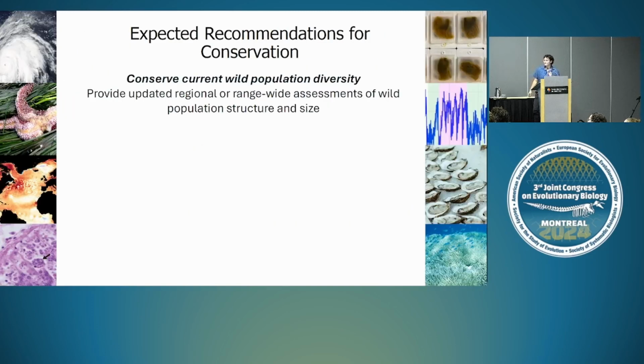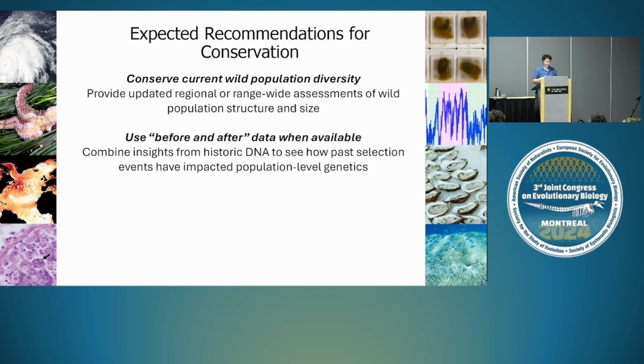And so out of this work, I hope that a couple of recommendations will arise for conservation of the wild eastern oyster. The first will be to provide regional or updated regional or range-wide assessments of population structure and size. As we've seen, this system can change quickly, and so as we progress through time and experience more and more biotic stress and environmental changes, we'll want to update our assessments of current wild population diversity.